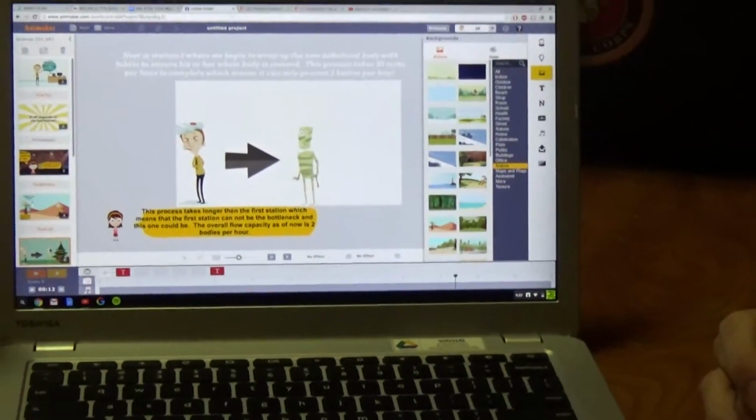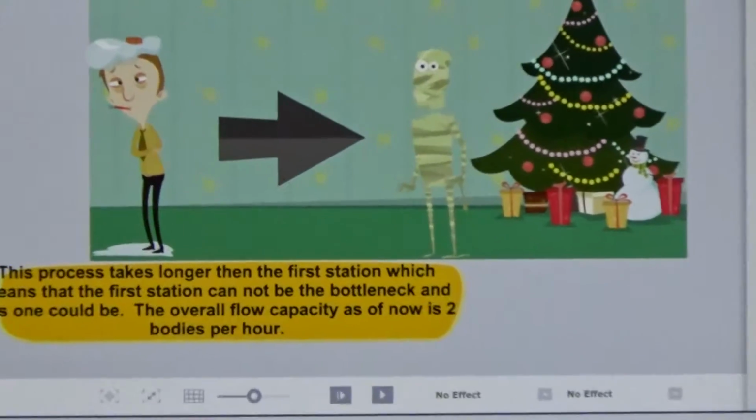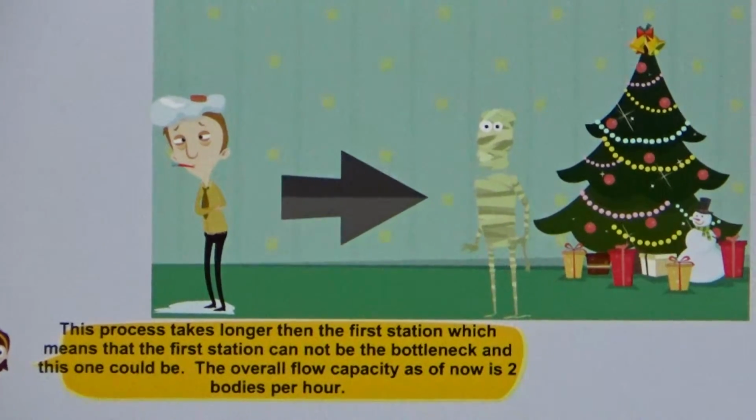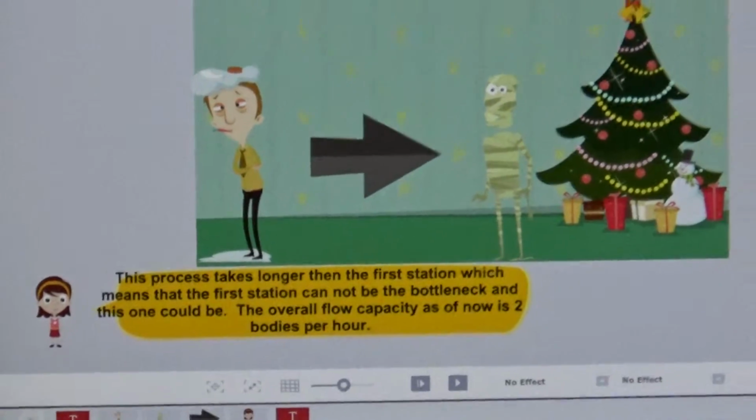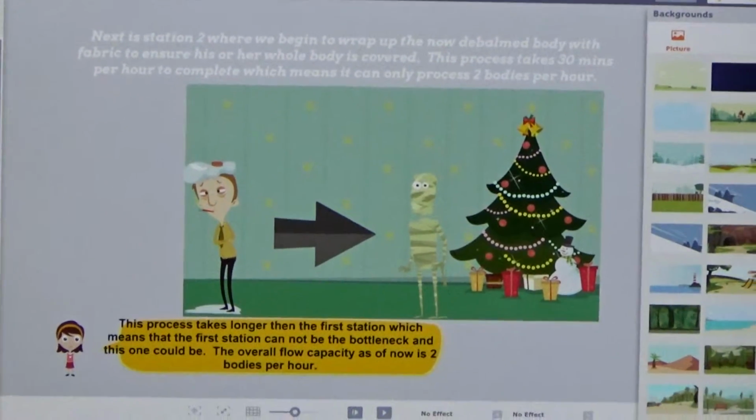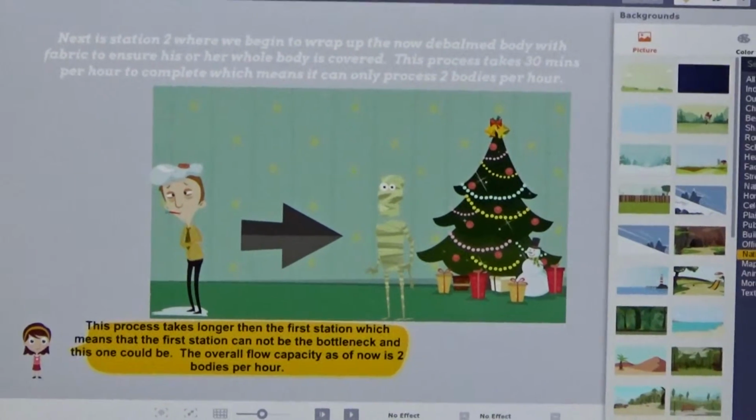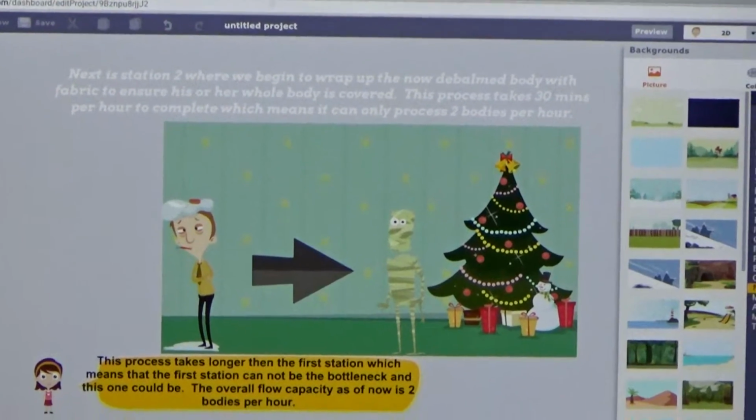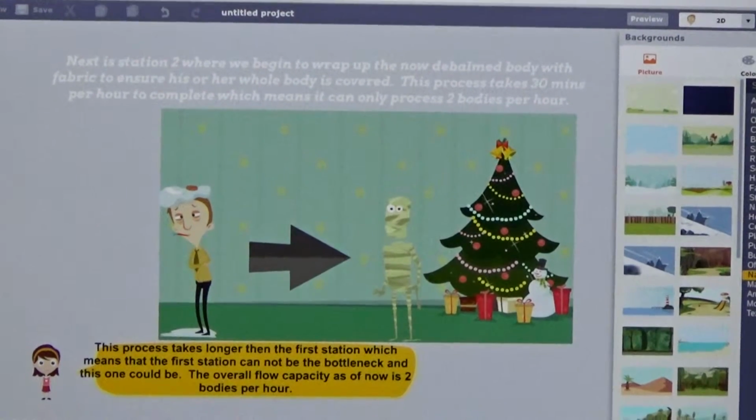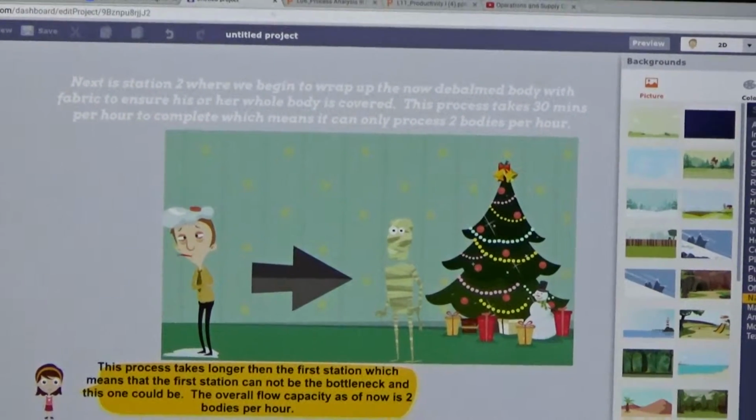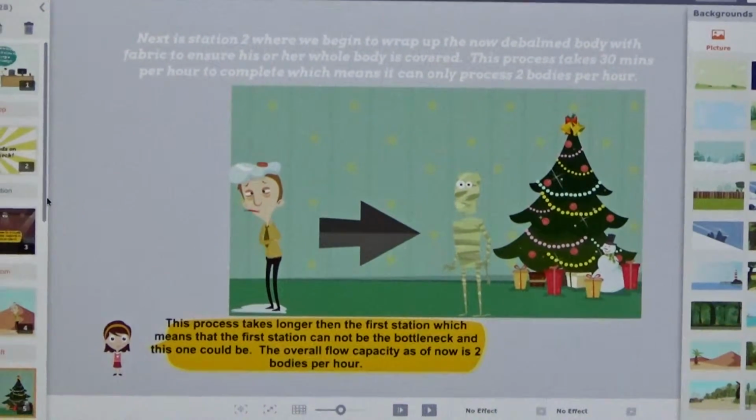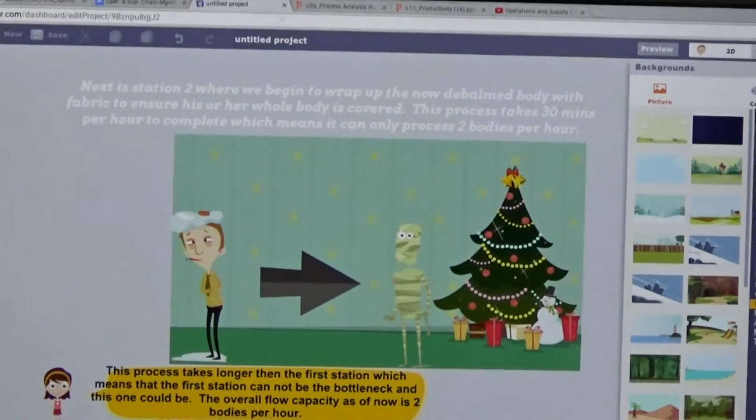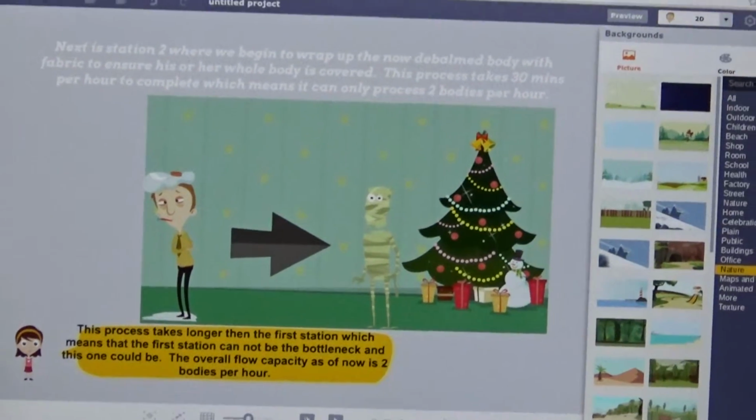In Station 2, this is where we begin to wrap up the body, the now embalmed body, with fabric to ensure his or her whole body is covered. This process takes 30 minutes per body to complete, which means it can only process 2 bodies per hour. This process takes longer than the first station, which means that the first station cannot be the bottleneck, and this one could be. The overall flow capacity as of now is 2 bodies per hour, because it takes longer for this process to happen than the first process to happen. And as you can see, it's getting ready for Christmas time as the wrapping of the mummy is beginning.